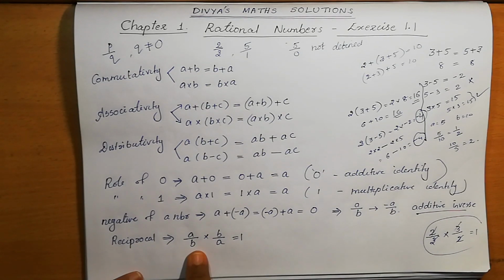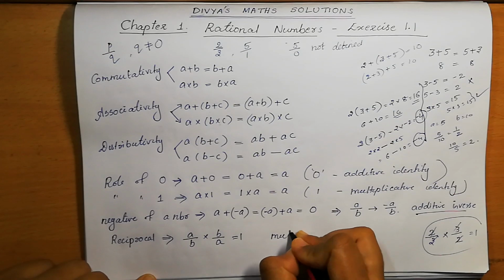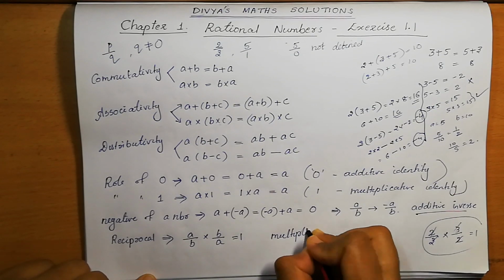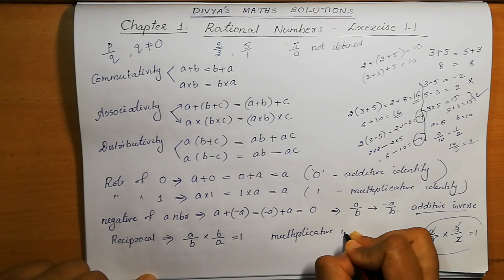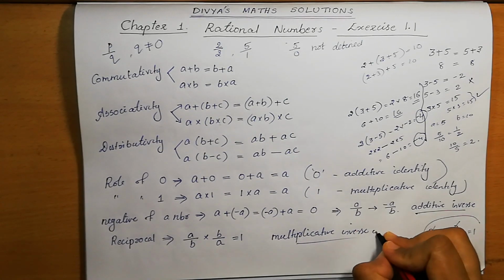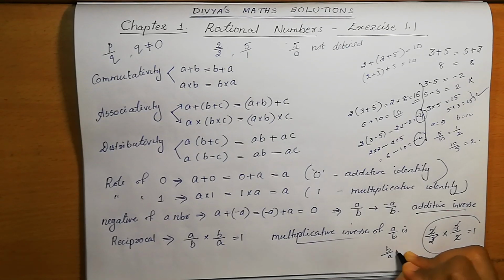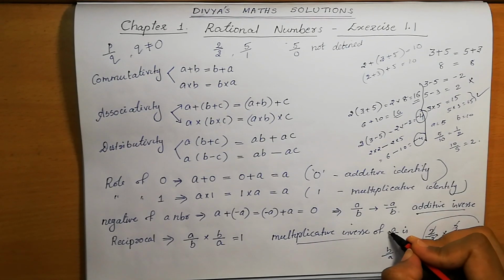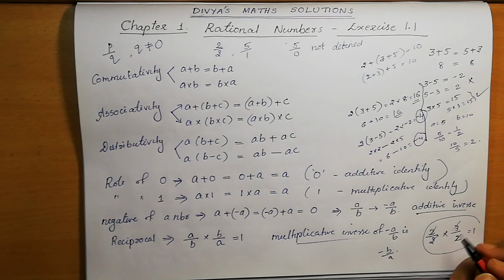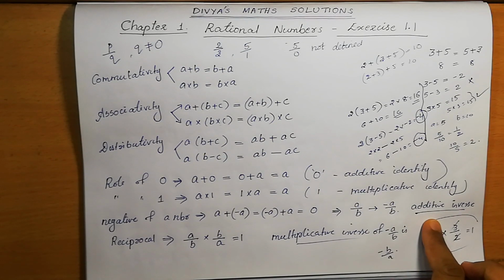Reciprocal A by B into B by A equal to 1. This is called a reciprocal or multiplicative inverse. So the multiplicative inverse of A by B is B by A. The multiplicative inverse of minus A by B is minus B by A. There is no change of the sign. The sign will change only in the case of additive inverse.